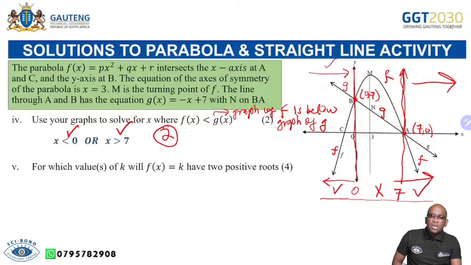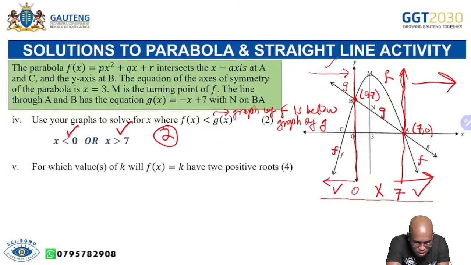Very interesting. It infuses the nature of roots. For which values of k will f of x equals k have 2 positive roots? So we want it where it has 2 positive roots. For us to be able to determine the region where it has 2 positive roots, we are going to start at the turning point.